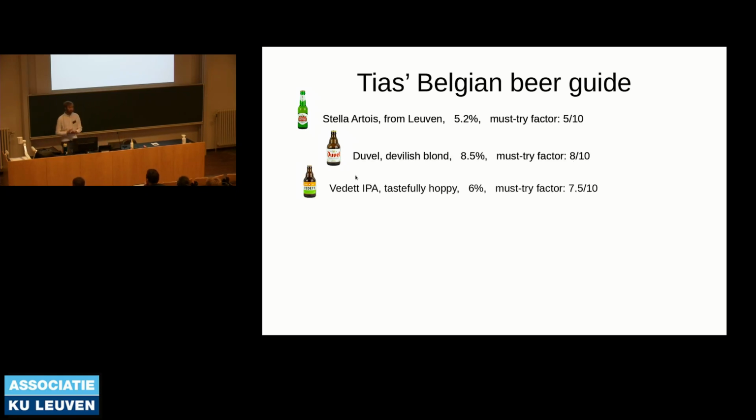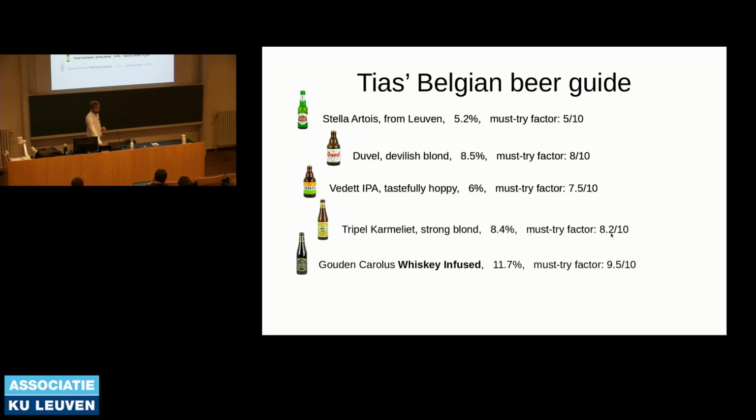IPAs, we also have nice IPAs. It's a more recent trend. And so my personal favorite is the Vedett IPA. It's tastefully hoppy, so around 6%, so that's okay. And so I can recommend that one. And then the Triple Karmeliet. This is, again, a strong blonde, sweeter and softer than Duvel. Okay, so I appreciate it more than Duvel. So 8.4%, it's even slightly less alcoholic. Still wouldn't drink 3. And so I can recommend this a bit more.